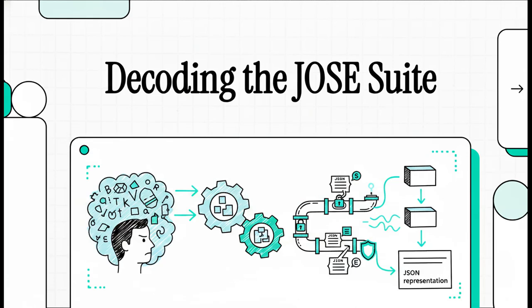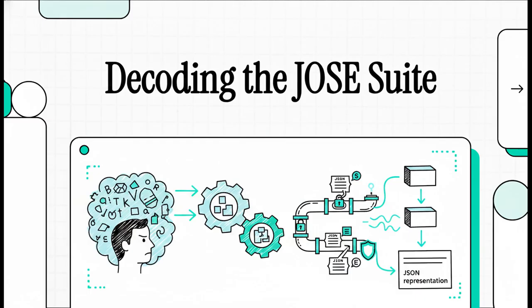Have you ever looked at modern web security and felt like you were just completely drowning in an absolute alphabet soup of acronyms? I mean, think about it. JWS, JWE, JWK, JWA, JWT. It literally feels endless sometimes. But here's the reality of the situation.